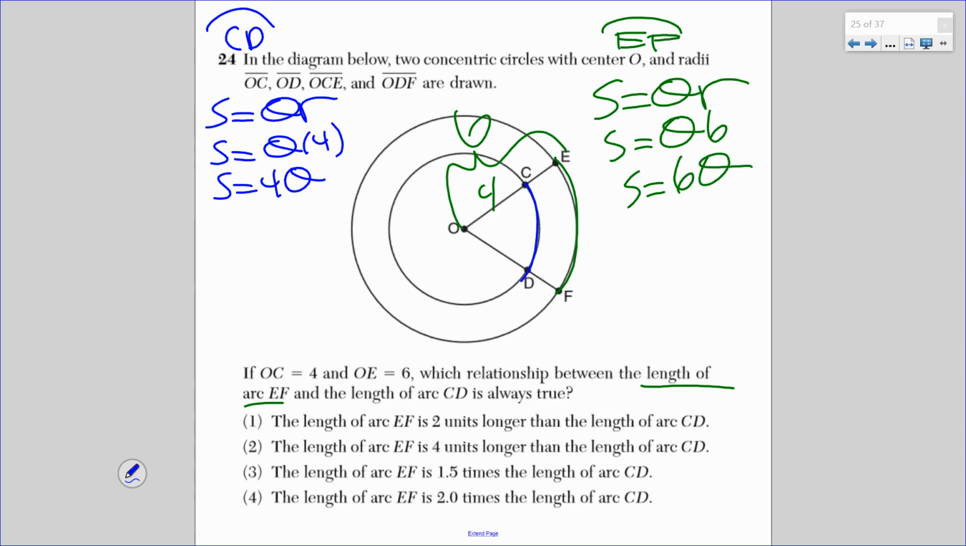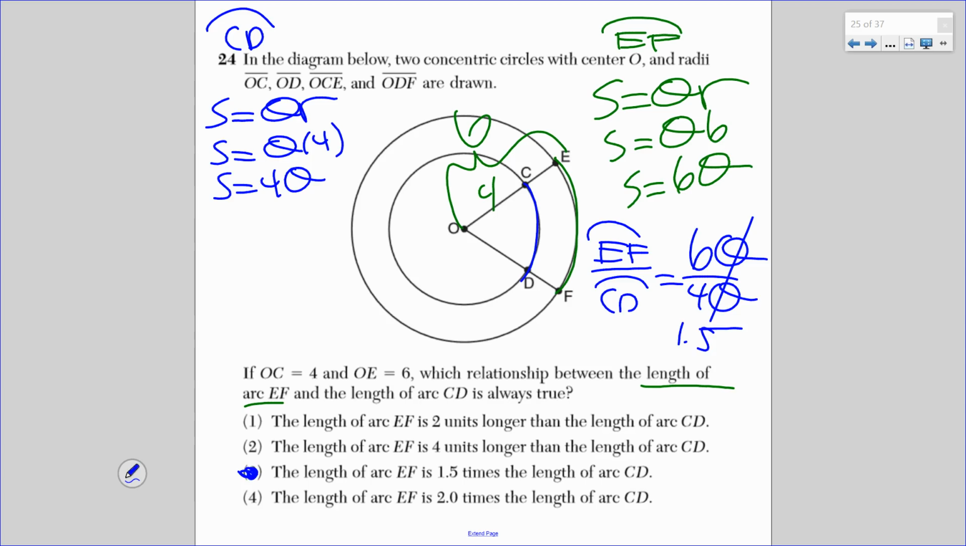What's the relationship between the length of arc EF and the length of arc CD? Well, if I do a ratio of EF over CD, that's going to be 6 theta over 4 theta, which is 6 over 4, which is 1.5.